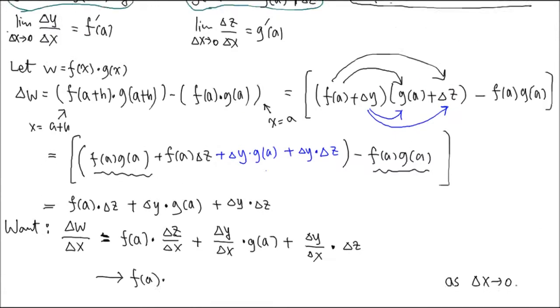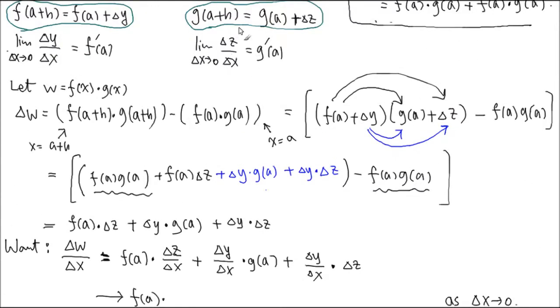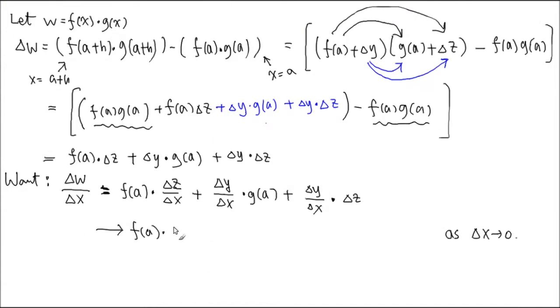So delta z divided by delta x. What do we know about delta z? If you go to delta z divided by delta x, it is approaching g prime of a. That's what this means. Not exactly g prime. This notation means that it's approaching, but they still use this equal symbol. So that's going to be g prime of a. Is that right?